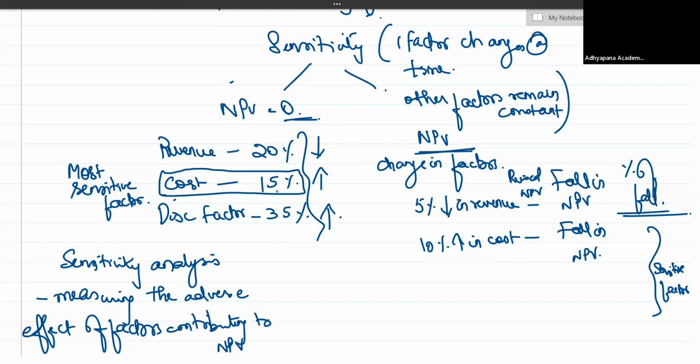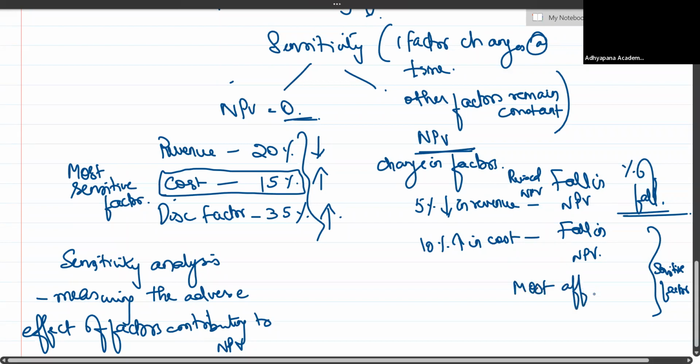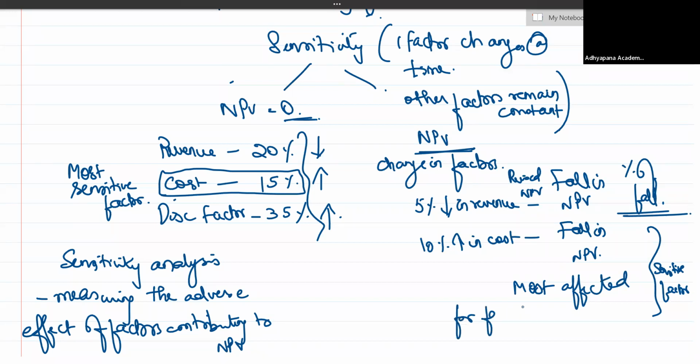So here when I took NPV as 0, I took the nearest number. But in case of change in NPV, it is not absolutely 0 now. In case of change in NPV from one number to another, but of course in a declining trend, you will find a sensitive factor which is most affected. The factor most affected by a fall in the factors or an adverse effect in the factors will be regarded as sensitive.